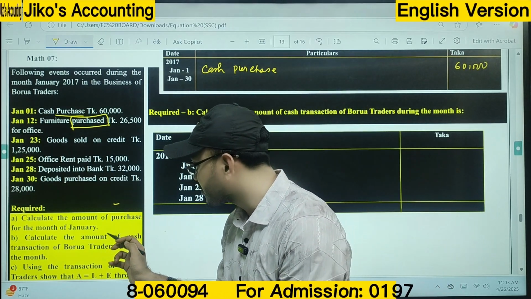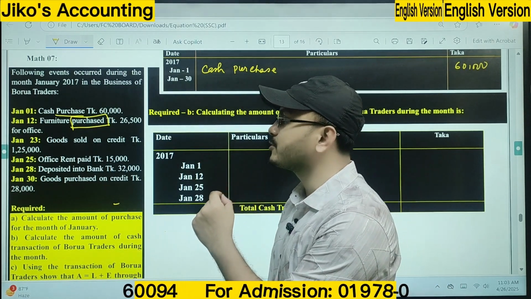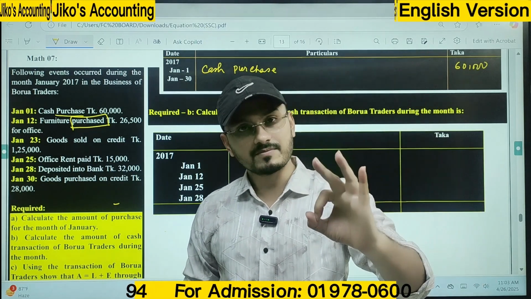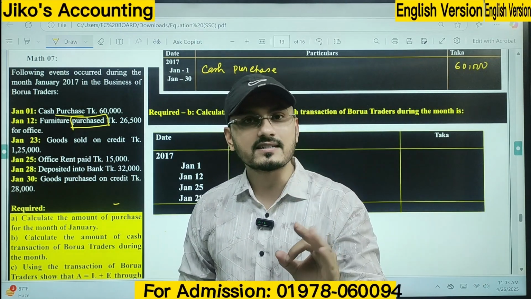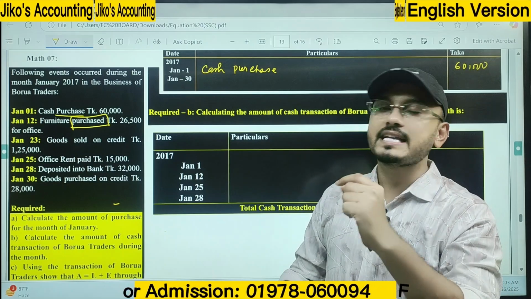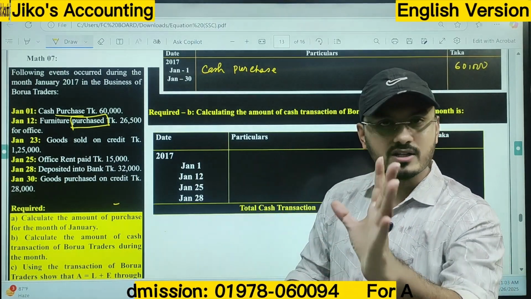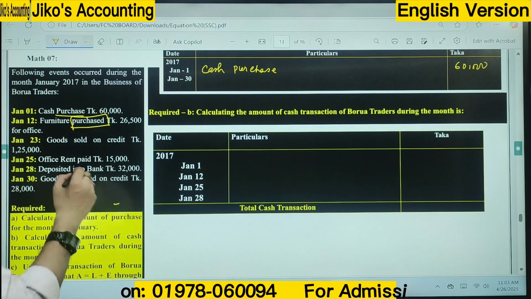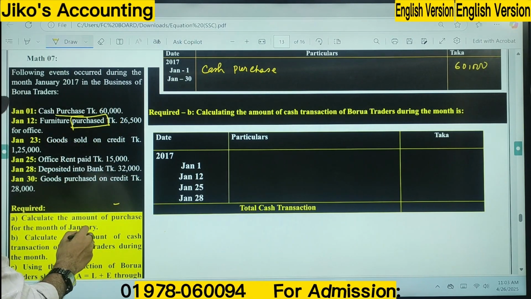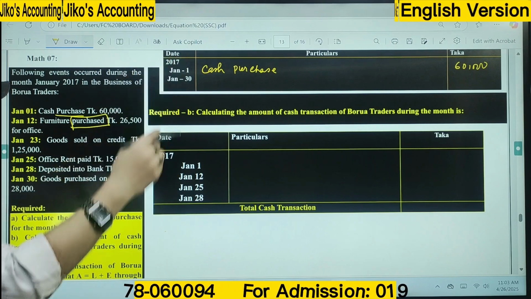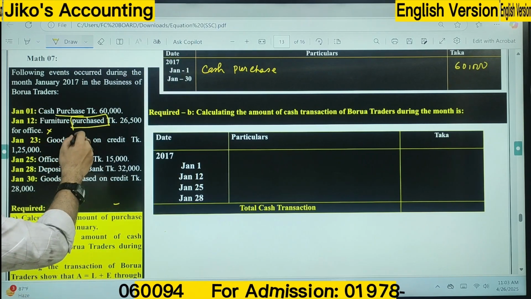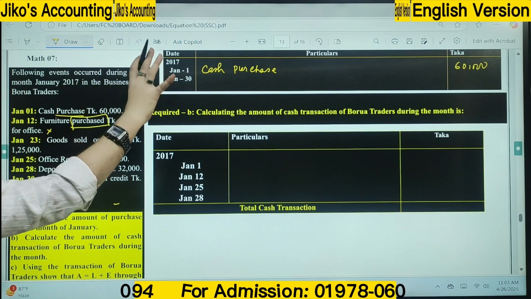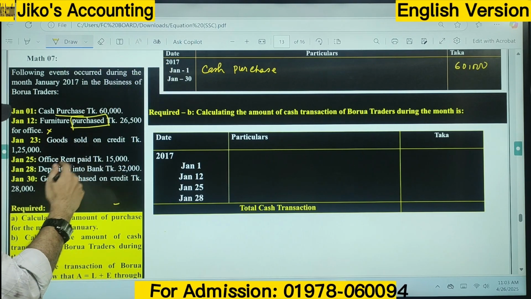Whenever you have been told to determine the total amount of purchase, you have to consider only the purchase of goods. It might be cash or non-cash, whatever. So purchasing of any fixed assets won't be included in requirement number one, as we have already said earlier. Sold won't be included here, rent paid won't be included here, deposited into bank, no.